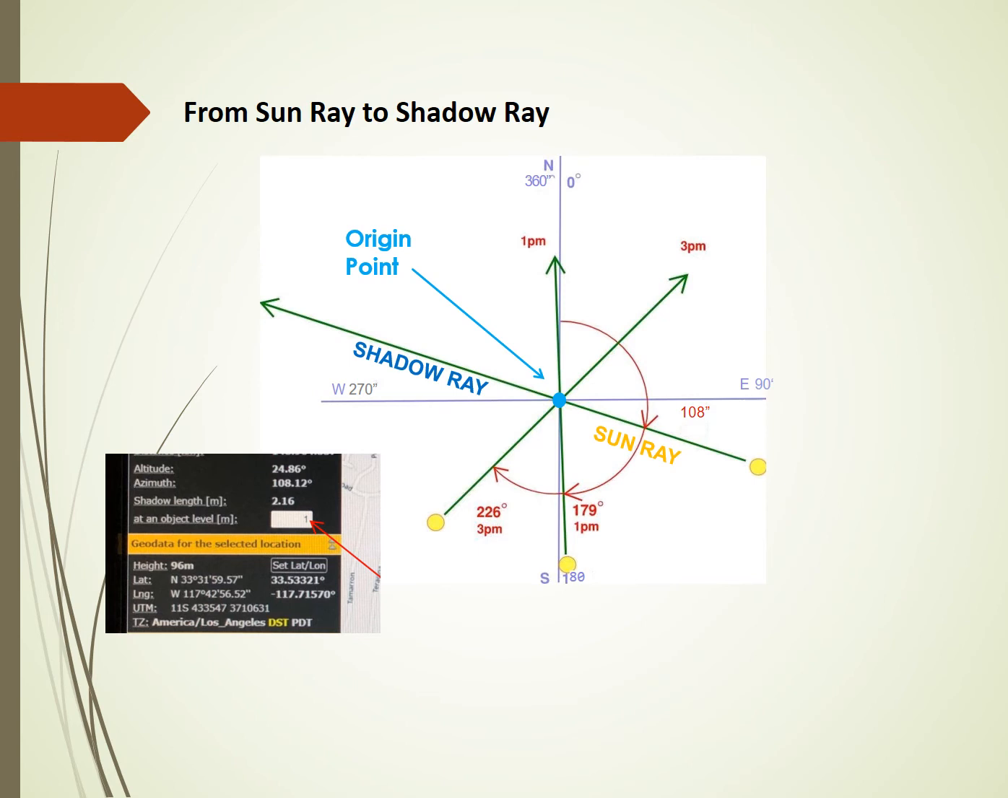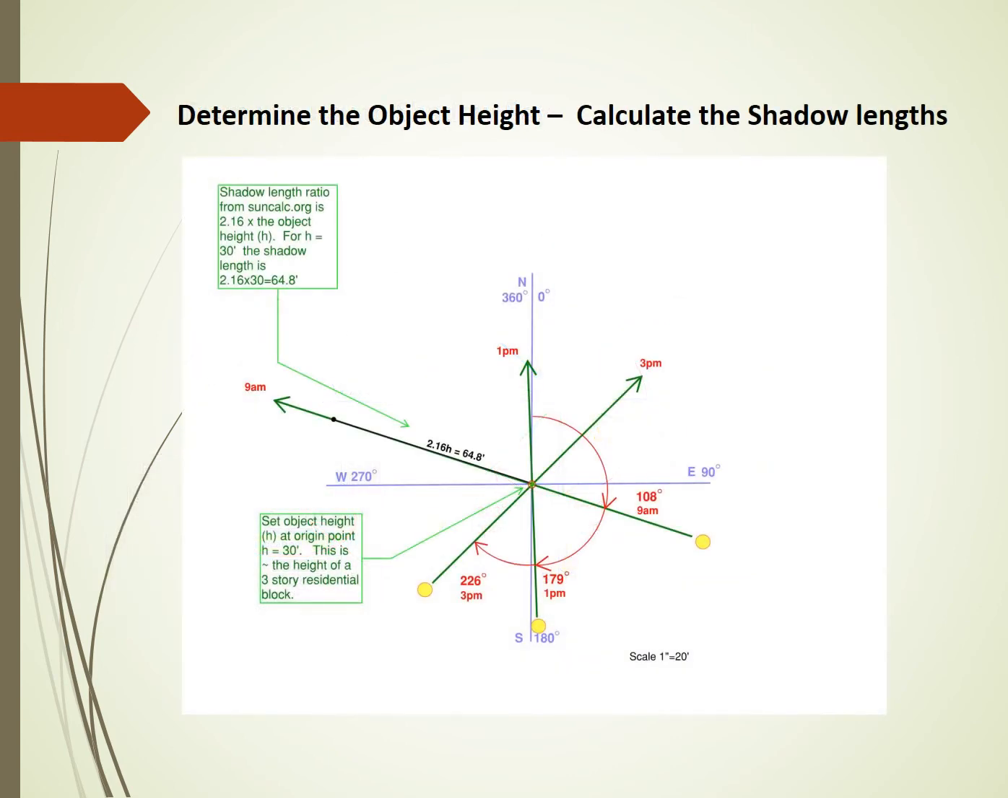Next, you will refer to the shadow length information in the 3 screenshots. Decide on your object height. Here I decided to use 30 feet. It's a good height for a 3-story residential building, more or less.